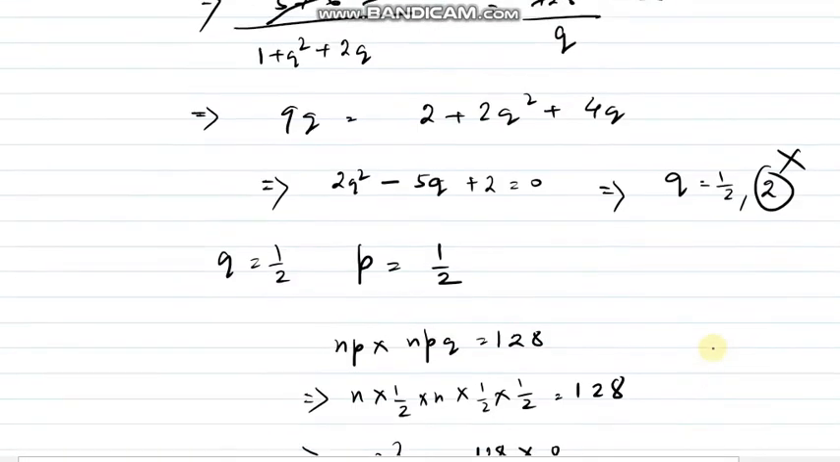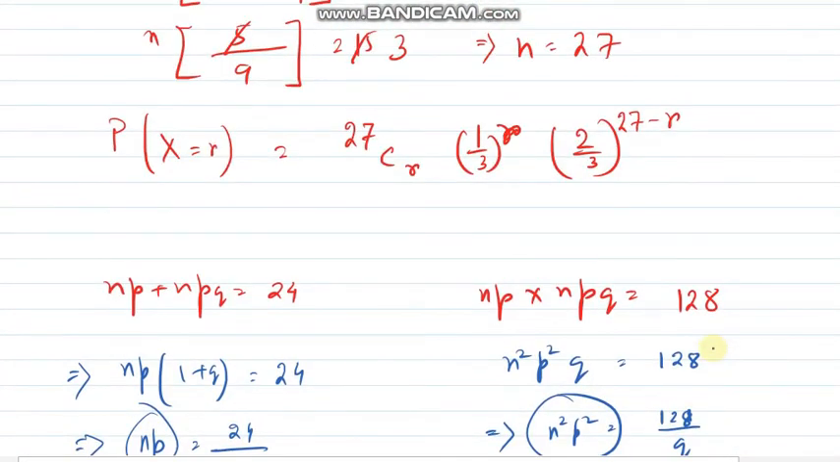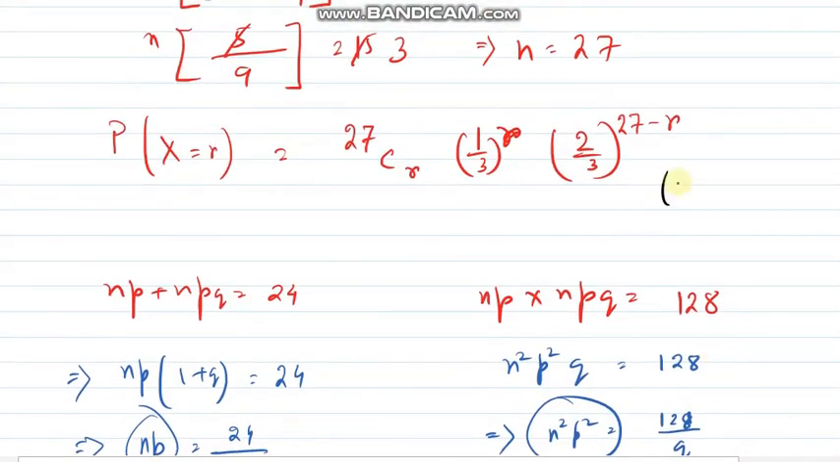So that's it for now. If you have any doubt in probability distribution, please write in the comment box. In the earlier sum, the value of r will be 0, 1 till 27.